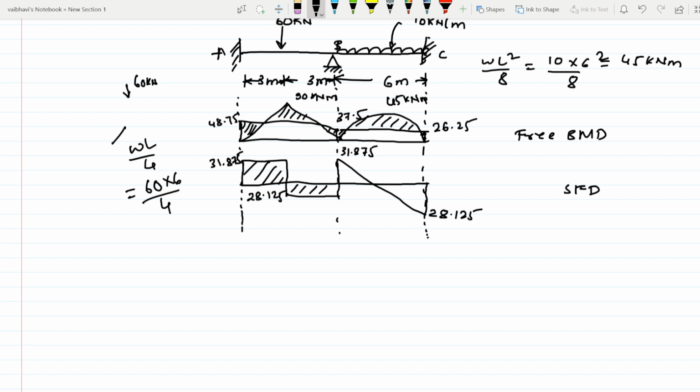I hope all of you understood how to draw the SFD, and the free bending moment diagram, and all of the slope deflection method. I hope all of you have understood.